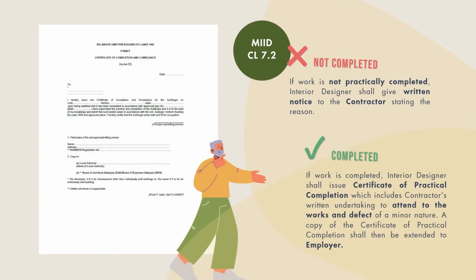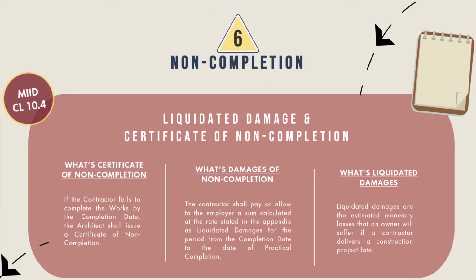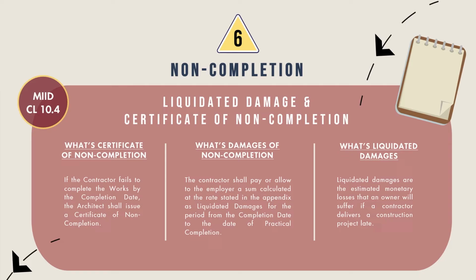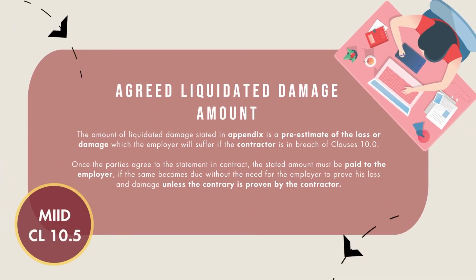If the work is finished, the interior designer will give a certificate of partial completion, which will contain the contractor's promise to correct any flaws in a timely manner. The contractor has until the completion date to complete the interior of the building. If the contractor fails to do so, the interior designer will issue a certificate of non-completion, and the contractor shall pay the employer the amount stated as liquidated damage in the appendix. The liquidated damage in the appendix states the estimated monetary losses that an owner will suffer if a contractor delivers a construction project late.